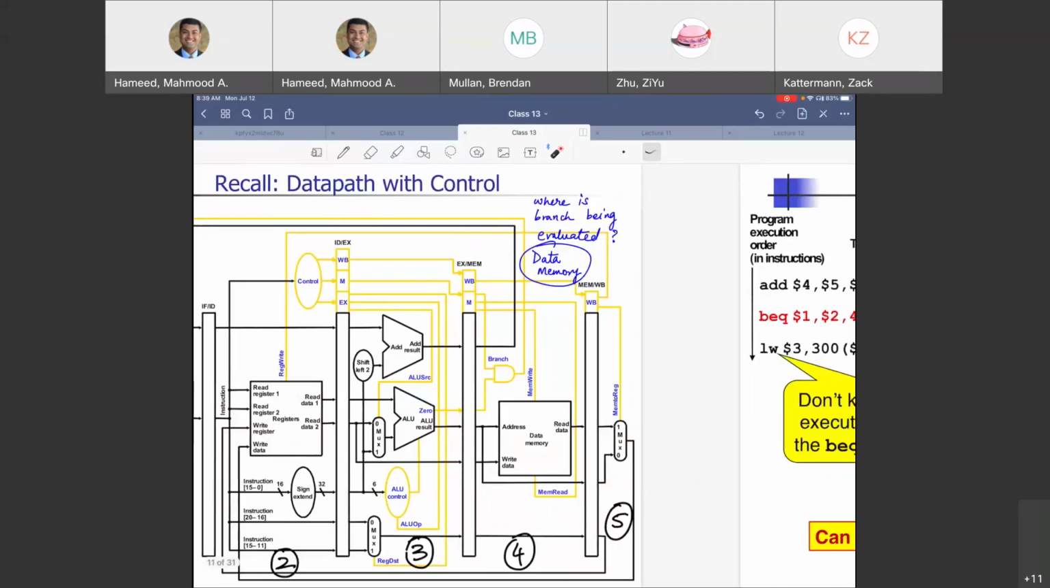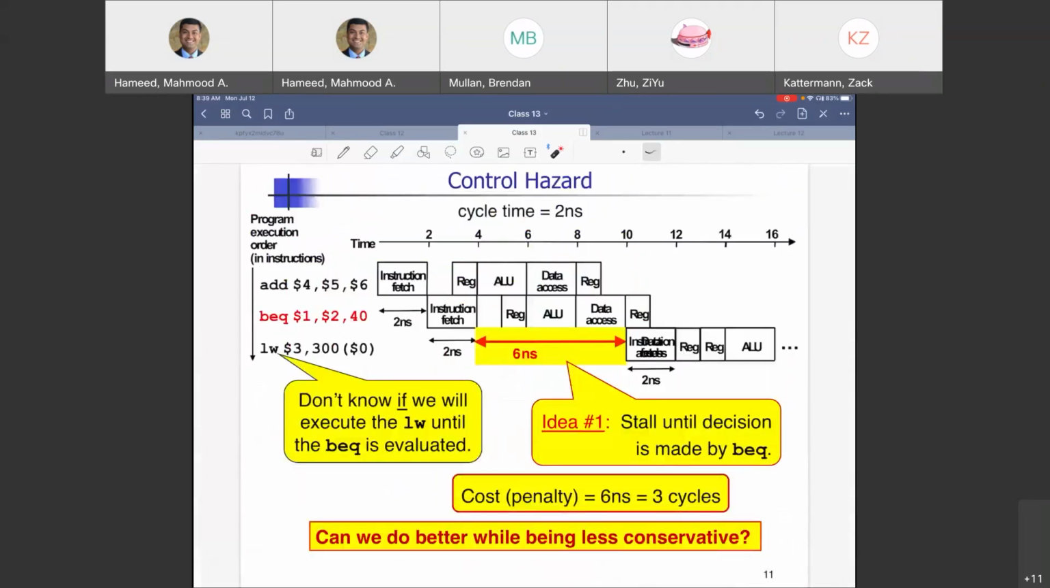Anyway, let's try to see this control hazard. How much time are we losing? So we have this add instruction here. After that, we have a branch when equal instruction here. After that, we have a load word instruction over there. So depending on this branch when equal instruction, we may need to work on load word, or we may not need to work on load word. We may actually branch and then start executing what?